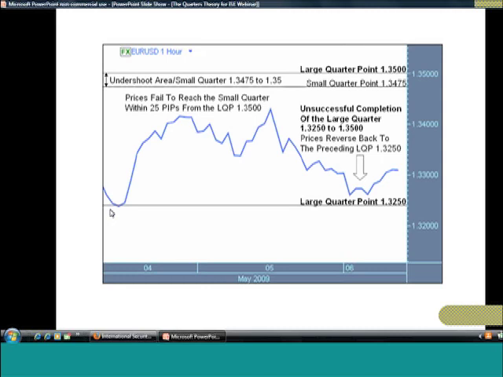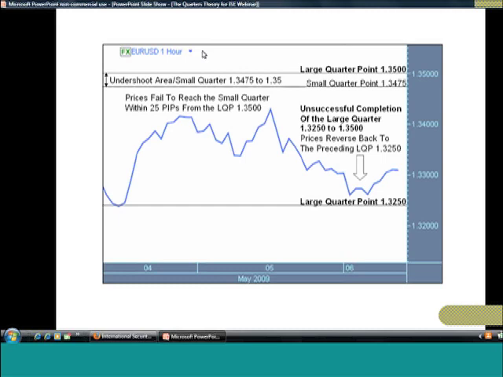Here's an example of an unsuccessful completion of a large quarter. The prices here begin to work on a quarter between 1.3250 and 1.35. So they move higher, but they never actually enter that small quarter, despite multiple attempts to continue higher. I'm not going to go into further detail. You can pick up the book and actually learn a lot more. In a 1 hour time frame, I'm not going to be able to give you all that needs to be known about the quarter theory methodology.